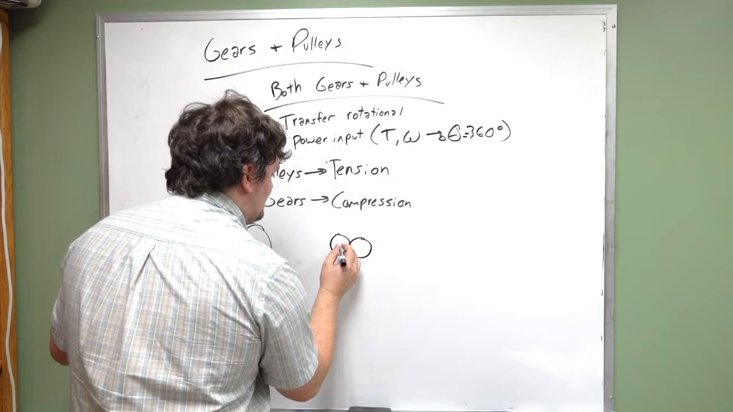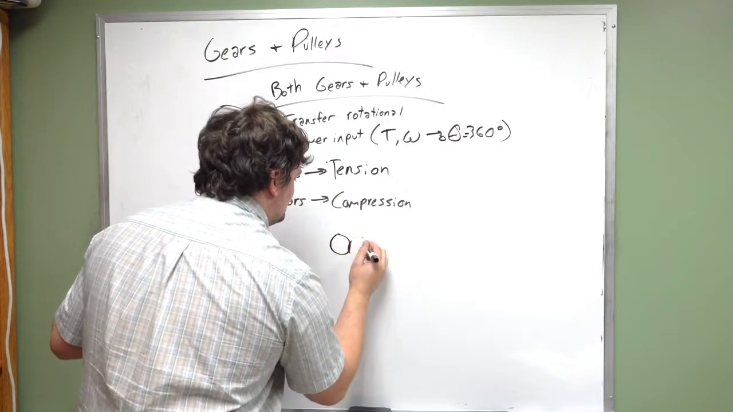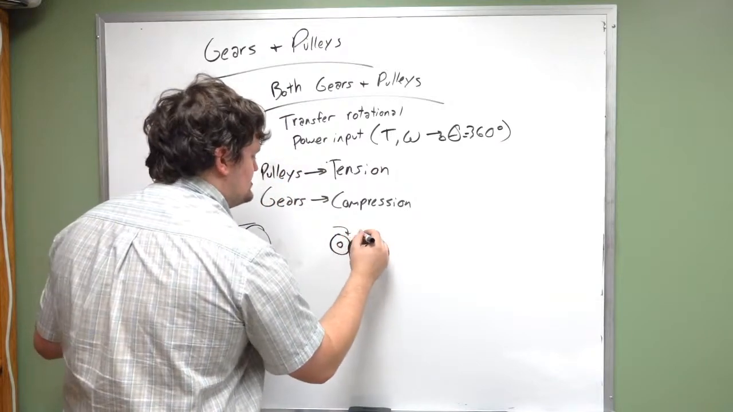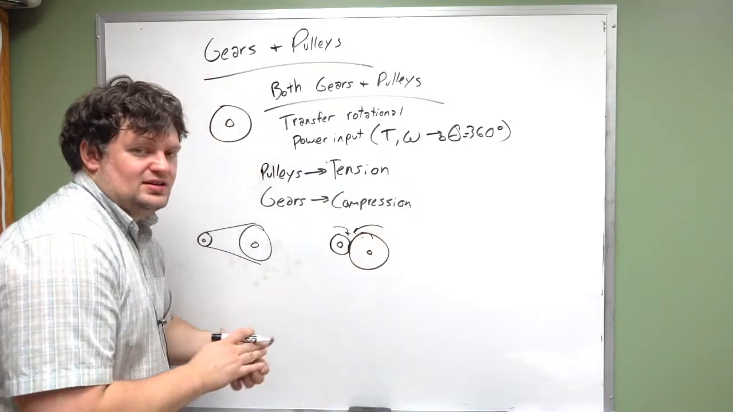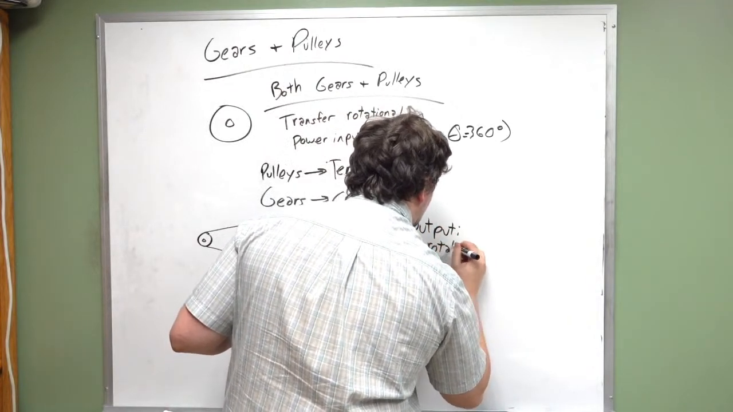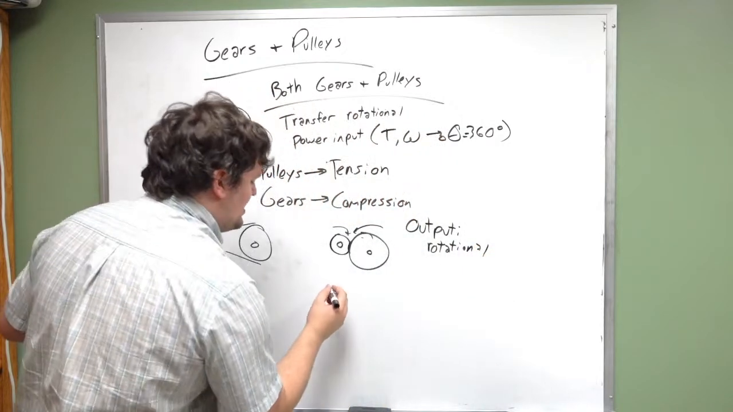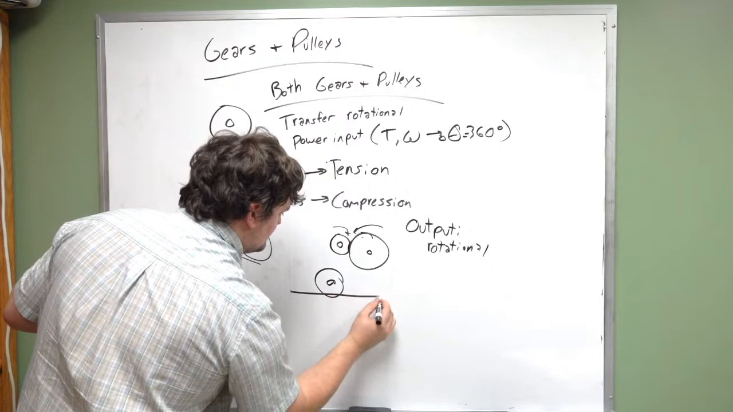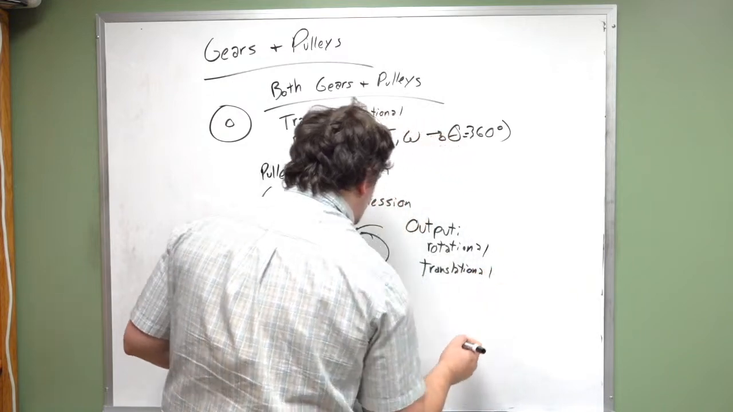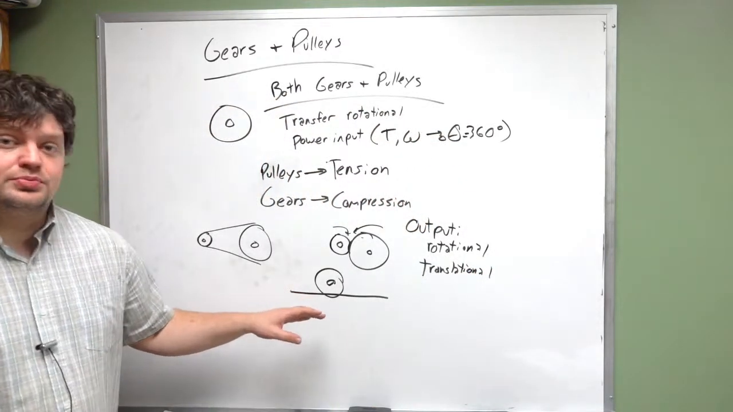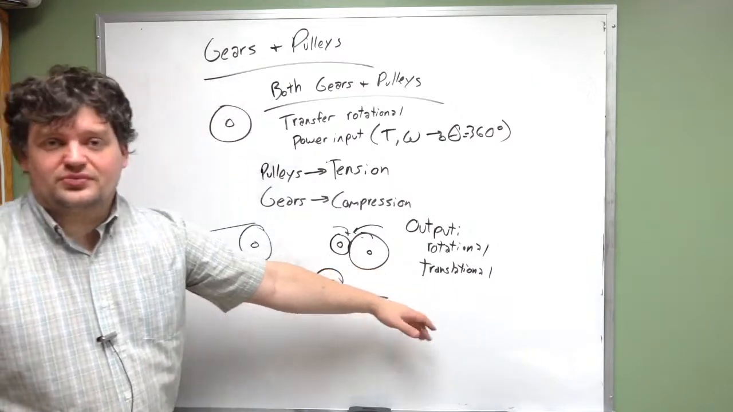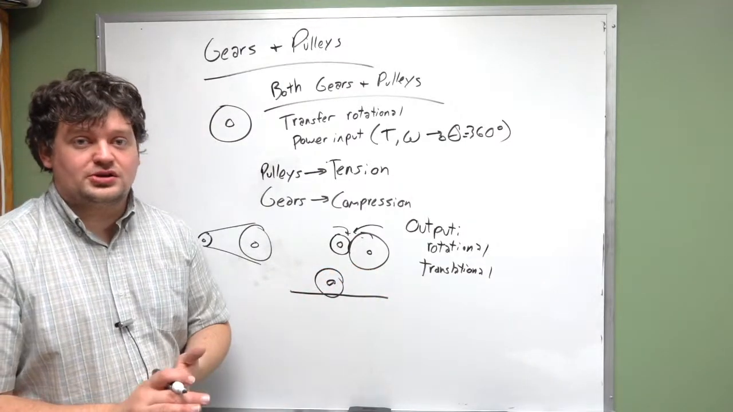So here you have maybe a smaller gear and a larger gear. Okay, and as this one rotates, this one rotates this way. You may have output as rotational, but you may also have output as translational. Okay? And this is true for both pulleys and gears, that the output from these can either be rotation or a translation.